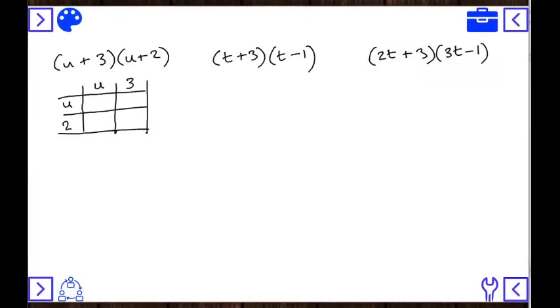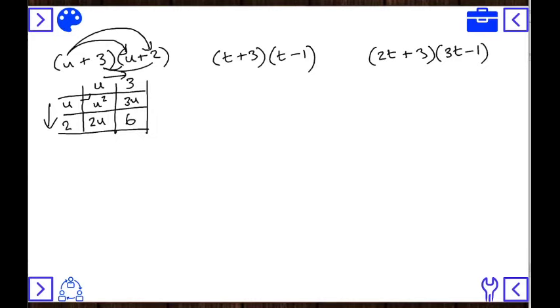Now I've set up the first one using the grid method, so you can see that along the top here we've got the first bracket, and along the side we've got the second bracket. Every row needs to be multiplied by every column. So we do u times u, that will give me u squared. We then do u times 2, that will give me 2u, so I multiplied the second row by the first column. We now need to multiply 3 by u, and that gives me this term here, and then 3 times 2, which is 6.